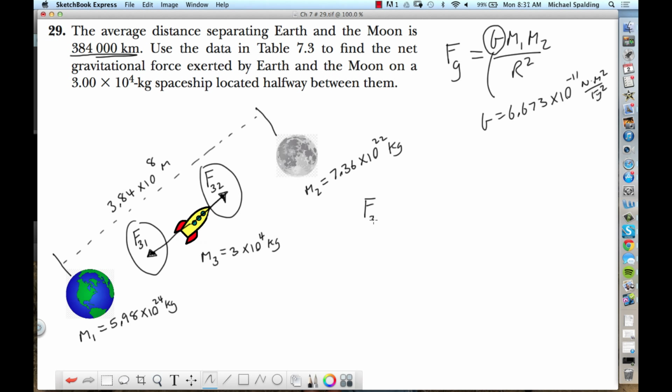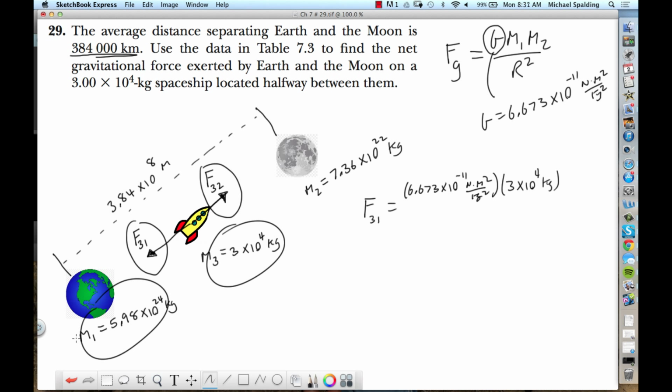So F31, here's how you do it. We're plugging into this equation. So we're going to go G, which is 6.673 times 10 to the negative 11 Newton meter squared over kilogram squared. All right, so we're doing m. What are the two masses for F31? It's going to be m3, the spaceship, which is 3 times 10 to the 4th. We're basically taking this mass and this mass, right? Those are the two masses. And the mass of the Earth, 5.98 times 10 to the 24th kilograms.